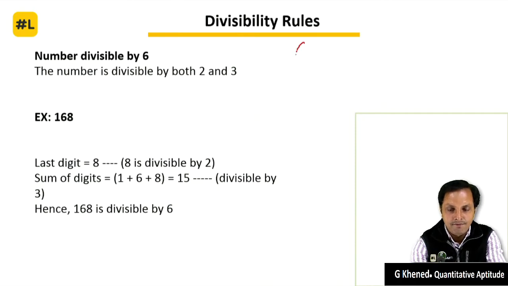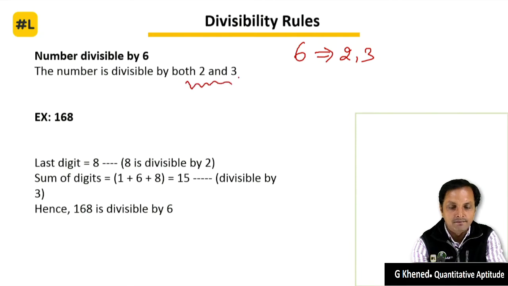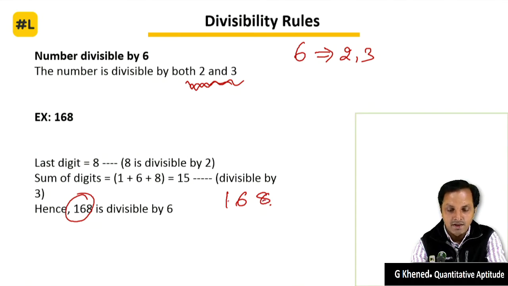Divisible by 6. You know the factors of 6 are 2 and 3. The number should be divisible by both 2 and 3. Just take the number, check the divisibility of 2 and divisibility of 3, then it should be divisible by 6. Here is an example, they have given you 168. 168 has a unit digit 8, therefore divisible by 2. 1 plus 6 plus 8, the sum is 15, which is divisible by 3, then the number is divisible by 6.